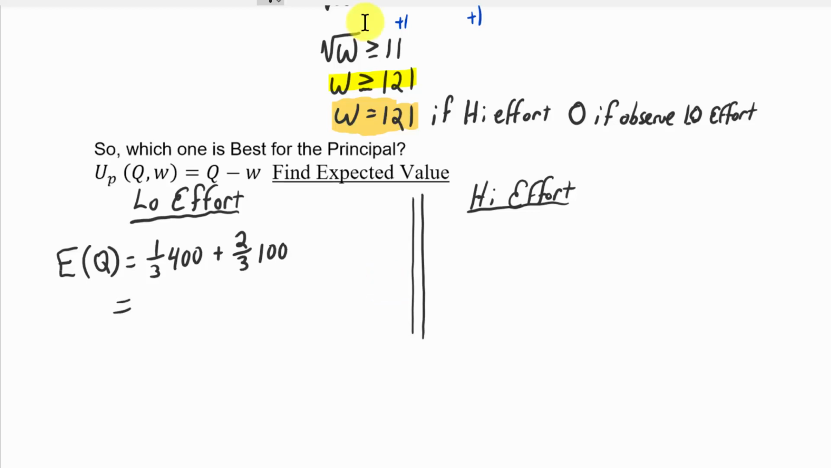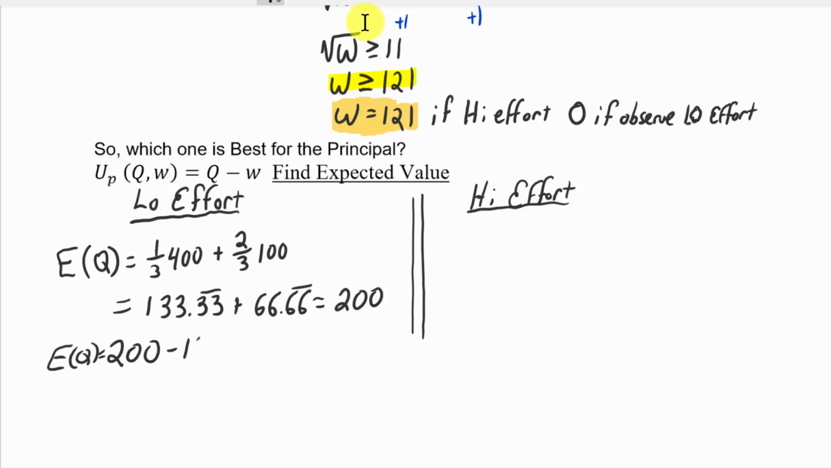So the expected value of the output, 1/3 times 400 is 133.33333, plus 2/3 of 100, 66.66666 running. So the expected value of the output is 200. Take that 200 in the expected value of output, subtract off the wage. We know the wage we're going to pay is $100 to get low effort, and our expected profit is 100. So that's the expected utility for the principal.